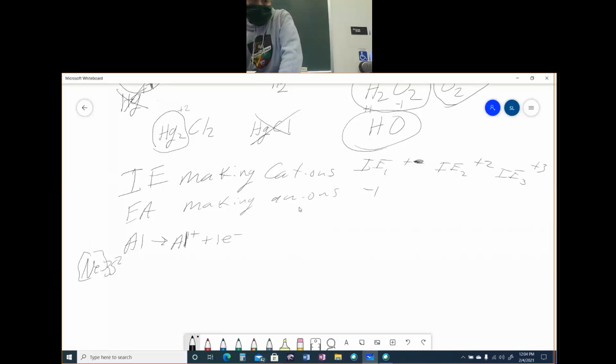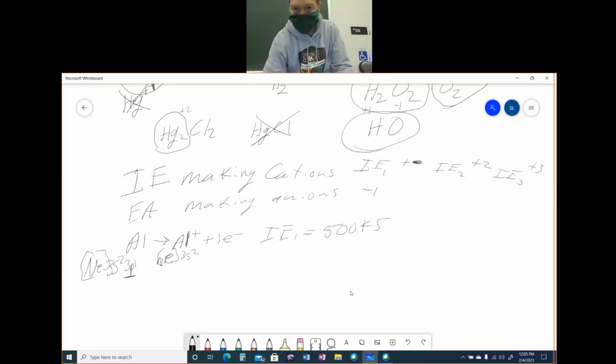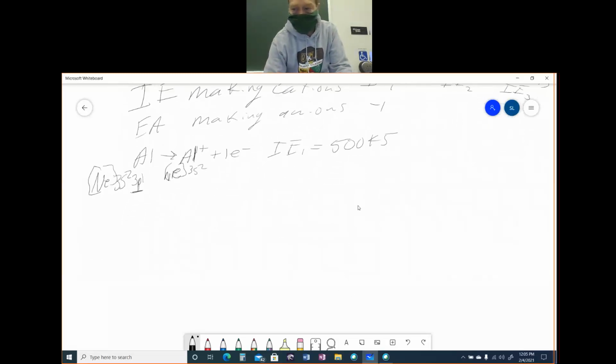So when you take the electron out, it's going to take it out of the 3p1. So here is neon, 3s2. You kicked out an electron, so this is ionization energy 1. I'm going to make up a number, 500 kilojoules. Again, I'm just making up numbers. It is a trend, not a number, that I'm looking for.